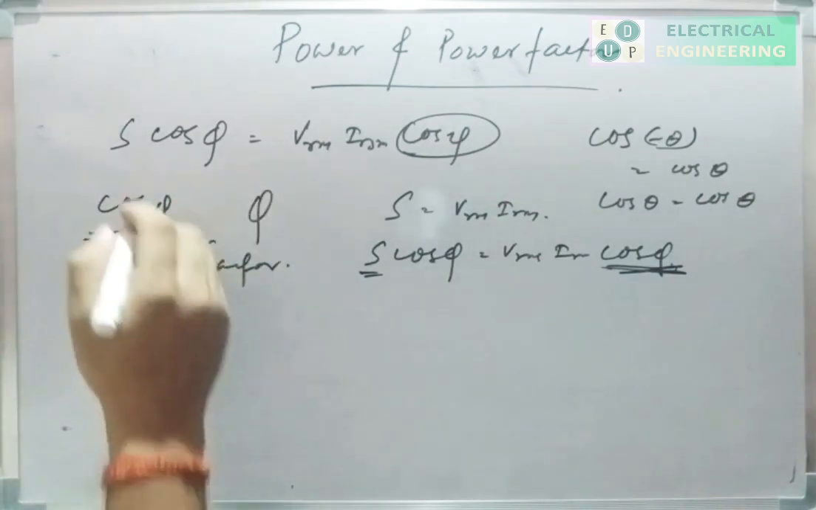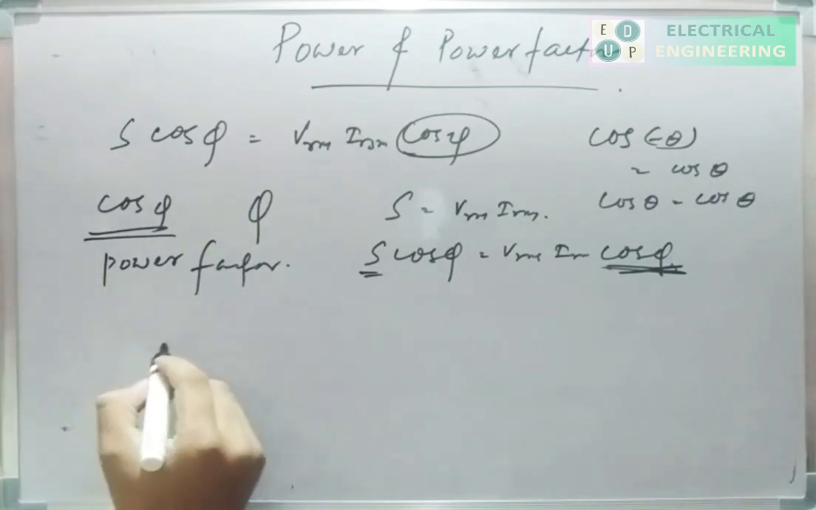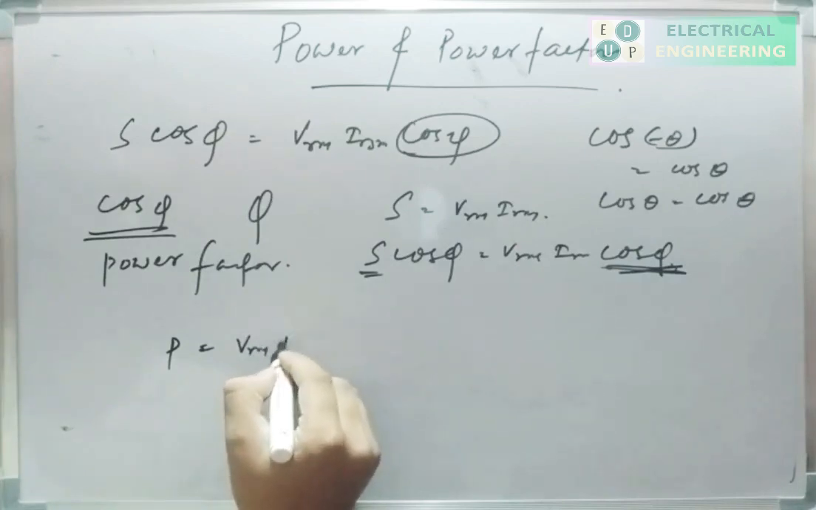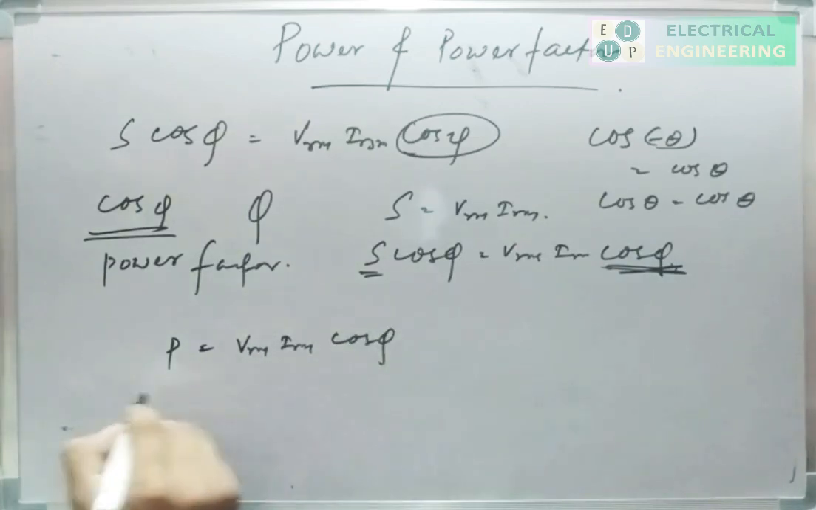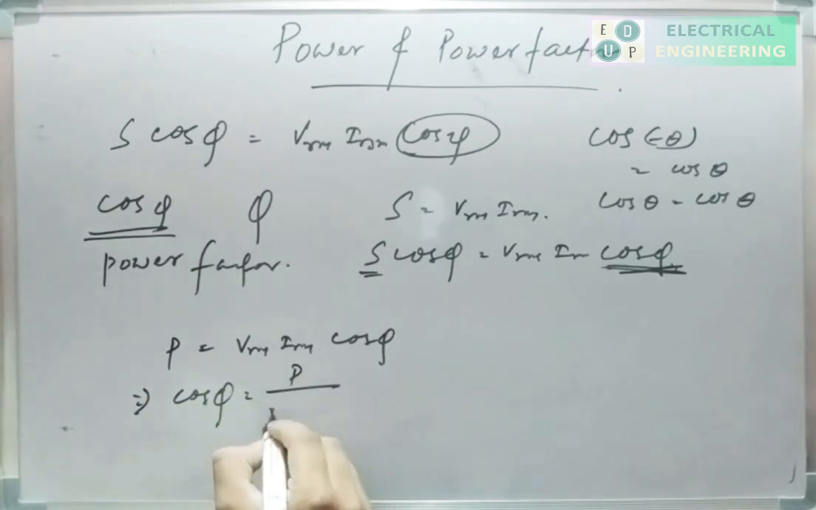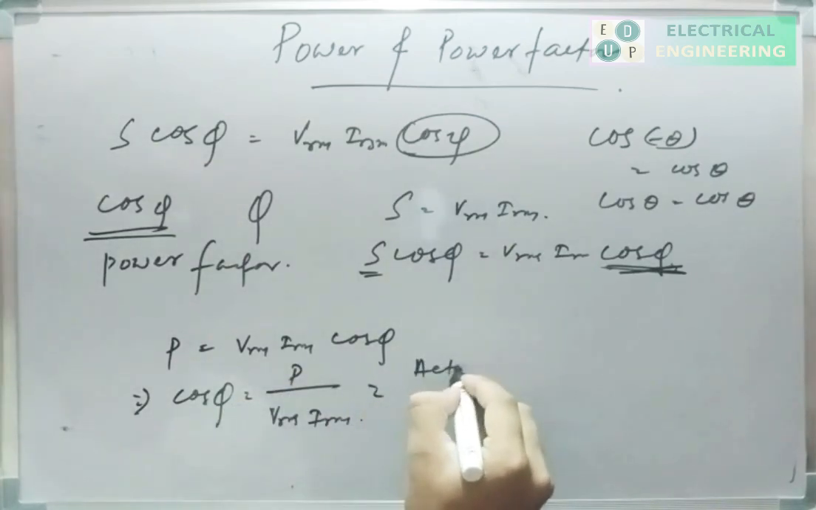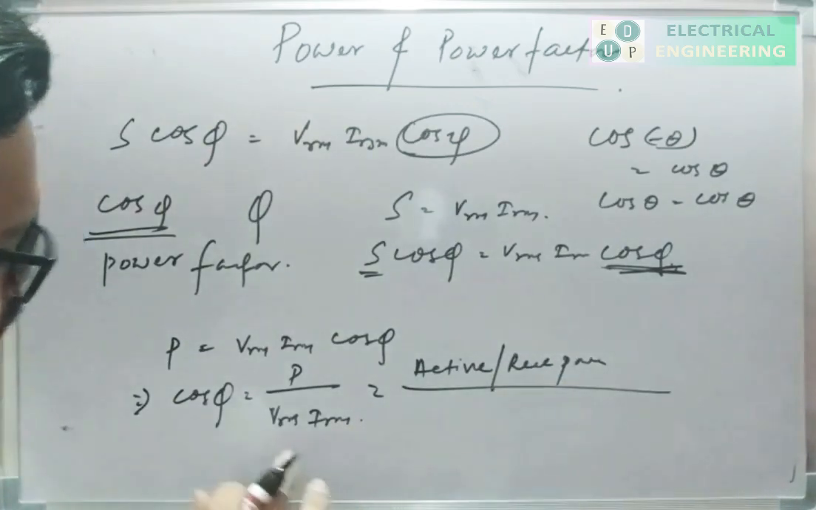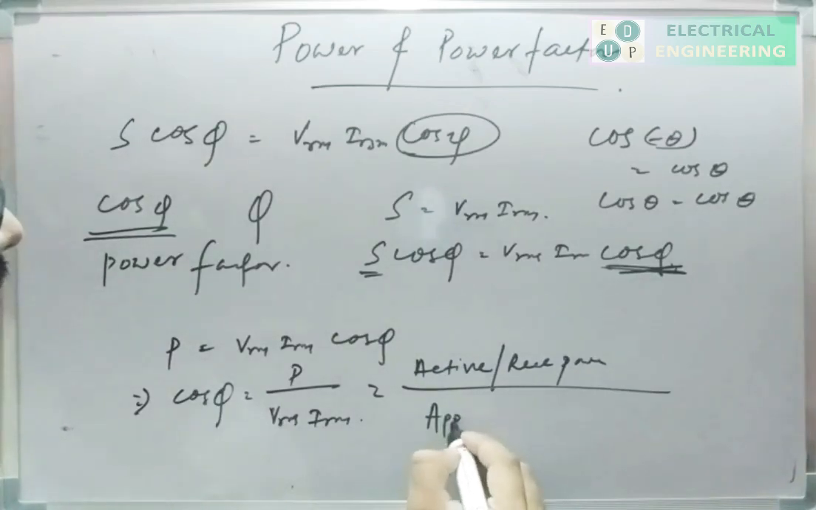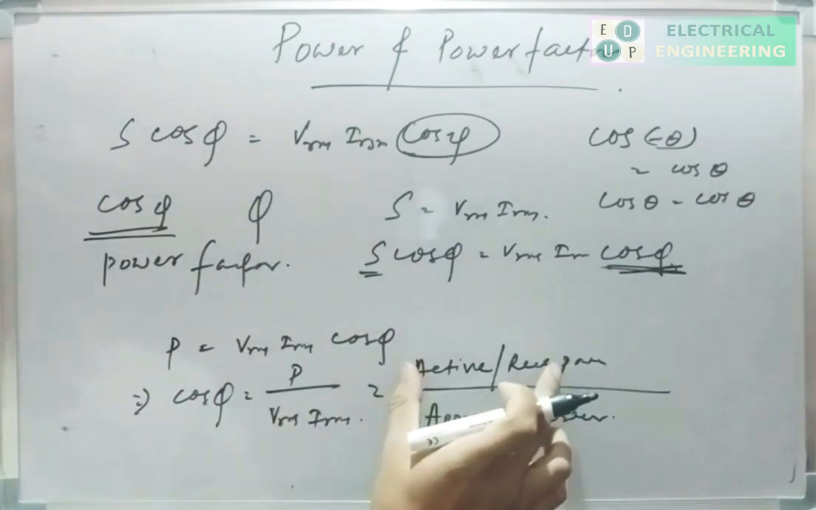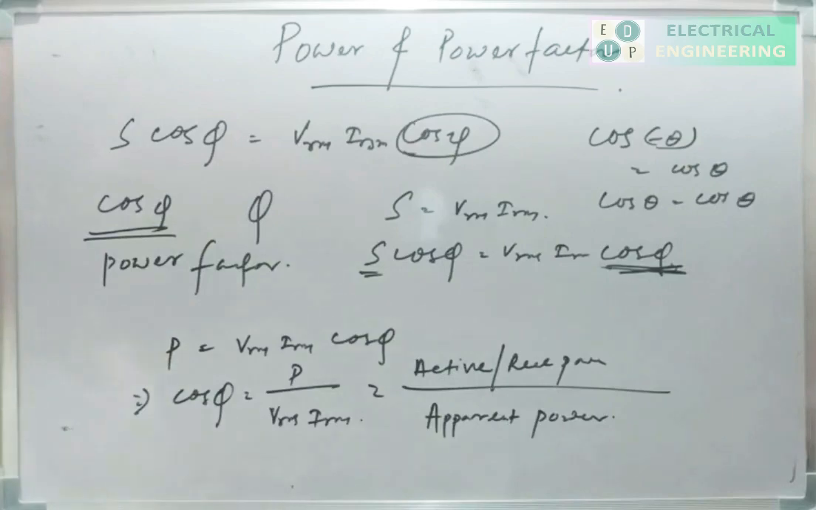Got it? So from this expression, we know active power P equals VRMS IRMS cos phi. So cos phi equals P divided by VRMS IRMS. That means P, the real power or active power, divided by VRMS IRMS, the apparent power. So power factor is active power divided by apparent power.